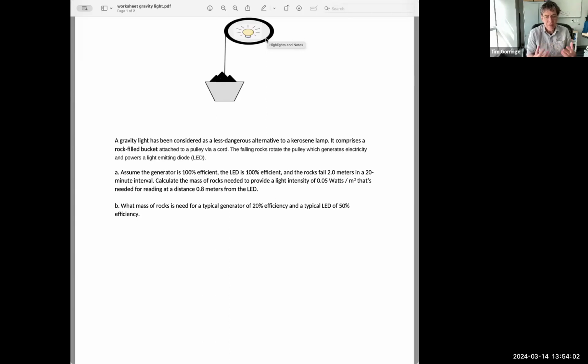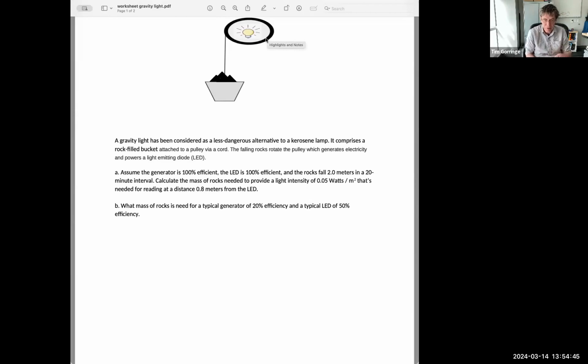We're told that in the gravity light, we're going to release the gravitational energy by dropping the weight by 2 meters. And we want that dropping of a weight by 2 meters to power our LED light for 20 minutes. So 20 minutes is 1,200 seconds. And then after that 20 minutes, we'd have to lift up the weight again and allow the weight to drop, getting another 20 minutes or 1,200 seconds worth of light from our LED.